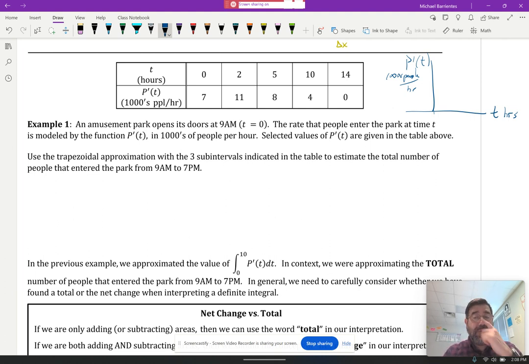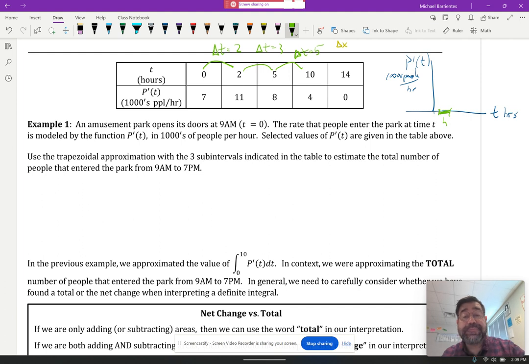Now, because I'm looking at it this way, or because I'm drawing this, I now see my delta x is really my height. So I need to find the delta x. Now remember, they want me to do 3 subintervals. So here's one subinterval. It has a delta t of 2. Here's another subinterval. It has a delta t of 3. And here's another interval from 7 to 9. From here to here, this would be delta t equal to 5.